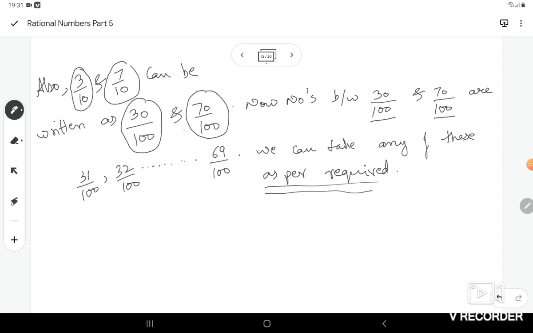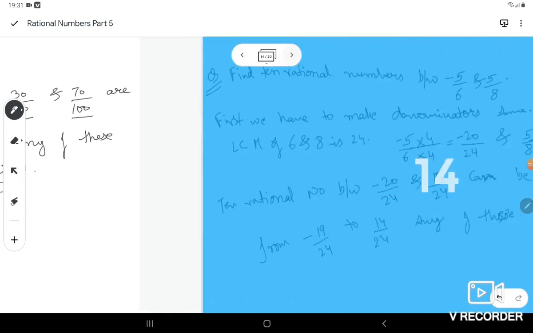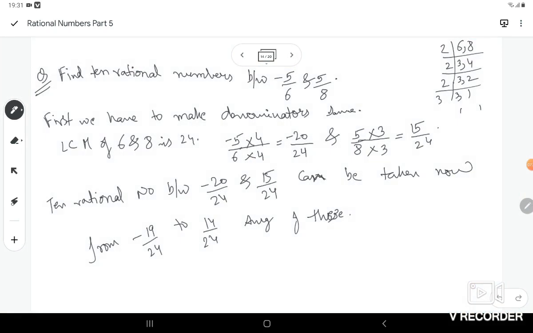This same technique we are going to use while solving the problems, and there is one more technique that can be used for finding rational numbers between two rational numbers. Now the question says: find 10 rational numbers between minus 5 by 6 and 5 by 8.